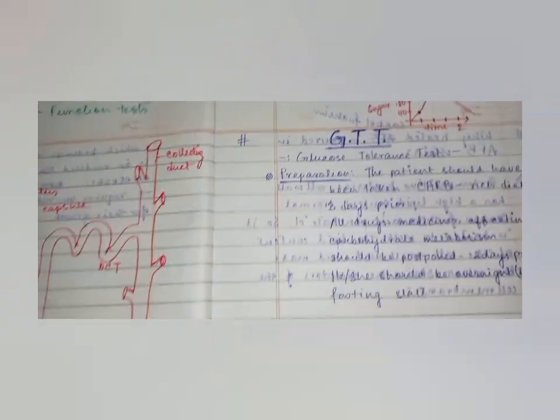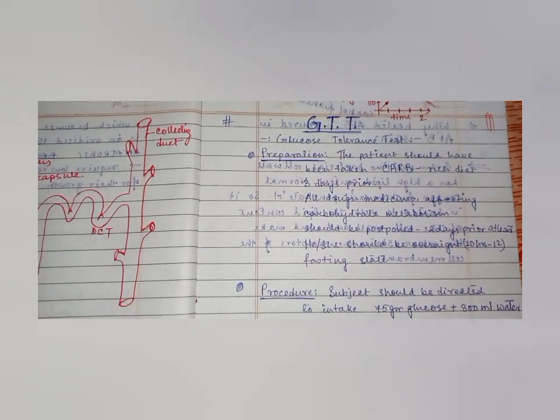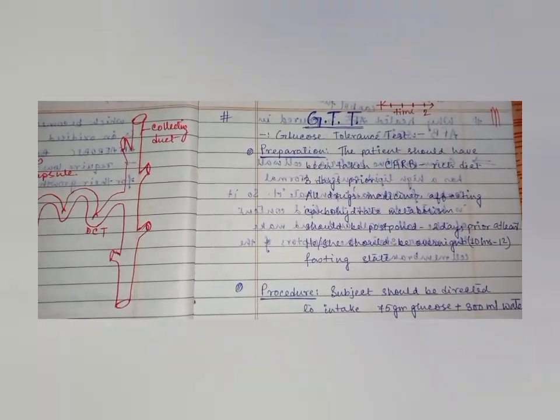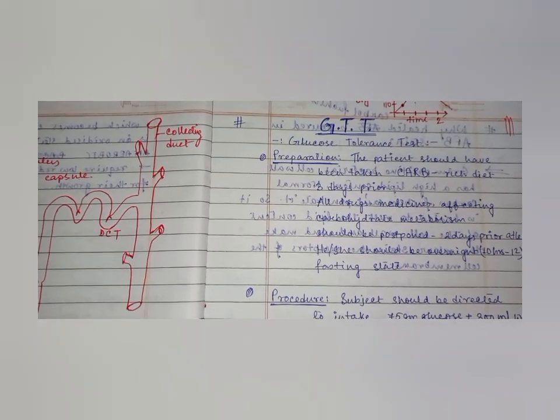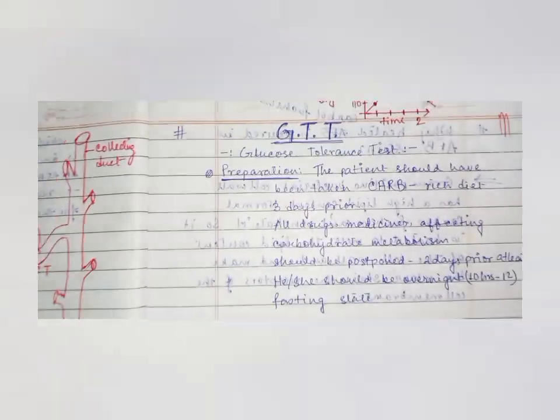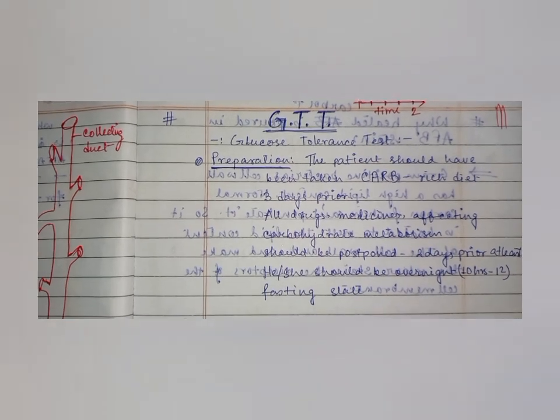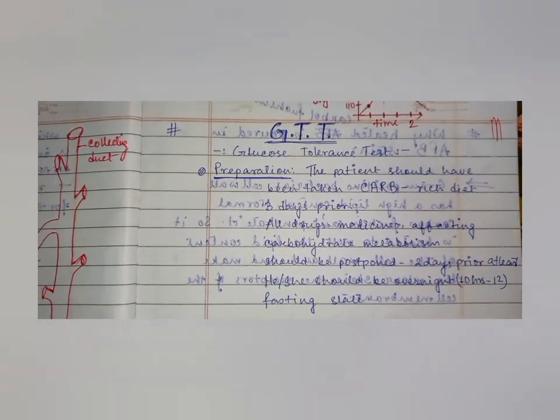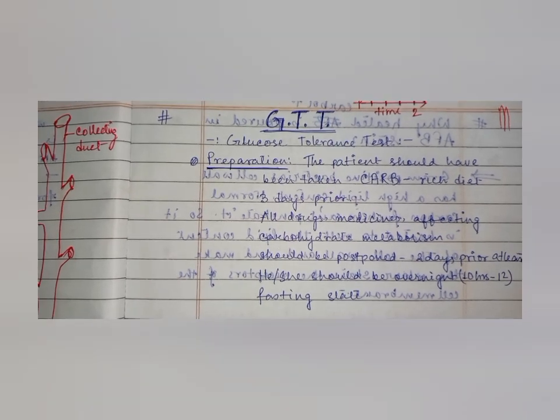So again, come to GTT. GTT is the glucose tolerance test, which is the actual test for sugar patients or high diabetic patients. The patient must have been taking a carbohydrate-rich diet for the last 2 to 3 days, and his or her sugar medicines must have been stopped for those 2 to 3 observation days.